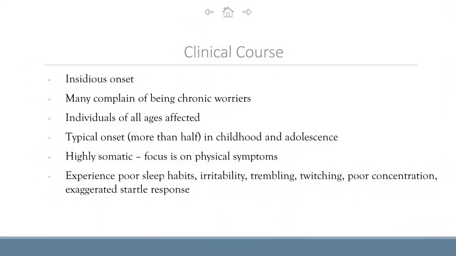No one really knows what brings this on. Many complain about being chronic worriers. It's something that's just been with them their whole life. They've always had a great deal of worry, and then suddenly this just overtakes their daily lives. It affects individuals of all ages.